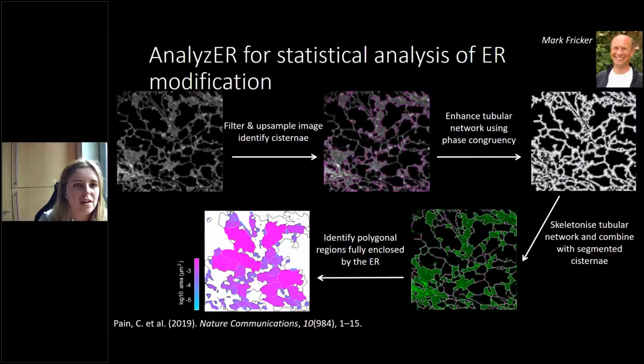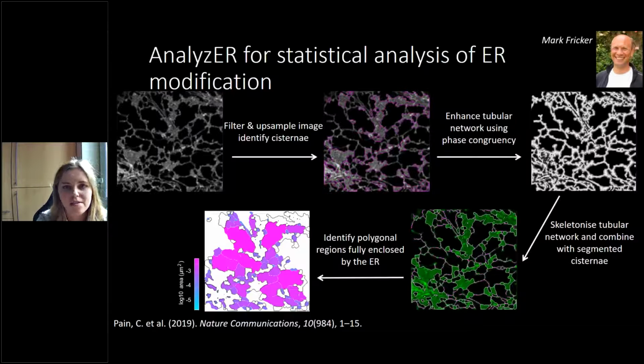So we start by loading in a simple basic image. We then do some automatic filtering and upsampling of the images. This just increases the number of pixels in your images in a very conservative way, and removes some of that background noise that you get in all images. And then we use an opening function to identify cisternae, or these fat bits of the ER. You can see them highlighted in the top middle image in magenta.